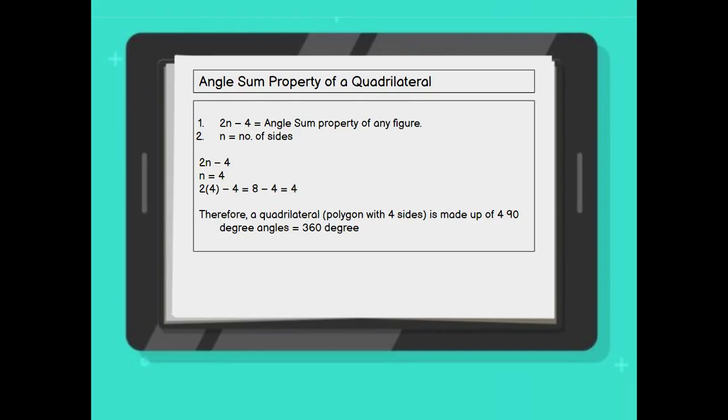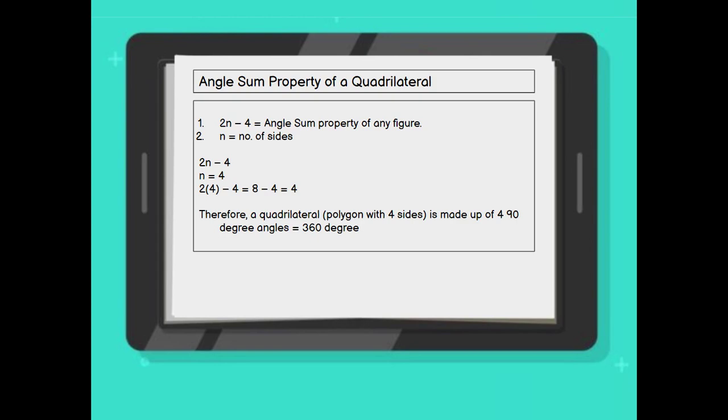2 into 4, 8. Minus 4 is 4 again. So therefore, a quadrilateral with 4 sides is made up of 4 times 90 degree angles, or 360 degrees. So therefore, the angle sum property of a quadrilateral is 360 degrees.